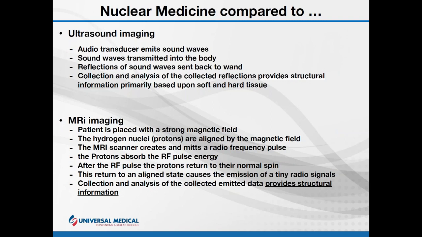So those nuclei, those protons, they all align with the magnetic field. A big, strong RF pulse scrambles the protons, so they just get all jumbled up. Then in between RF pulses, as the MRI unit's listening, the protons realign back to the magnet. When they do that, they actually emit a small RF pulse. That RF pulse is detected, collected, analyzed. You get very nice structural detail out of an MRI unit, but again, primarily structure. There are some functional aspects to it, but they're different.